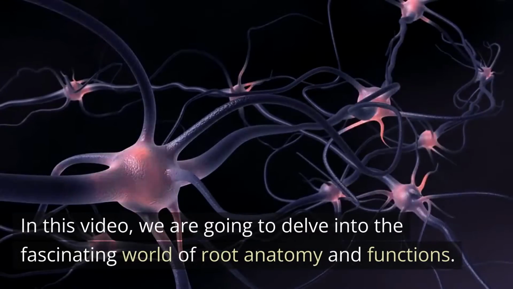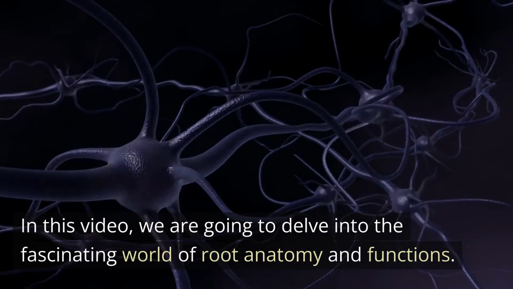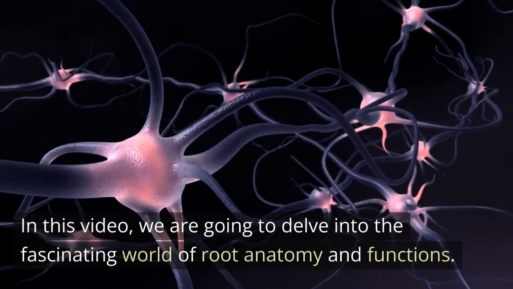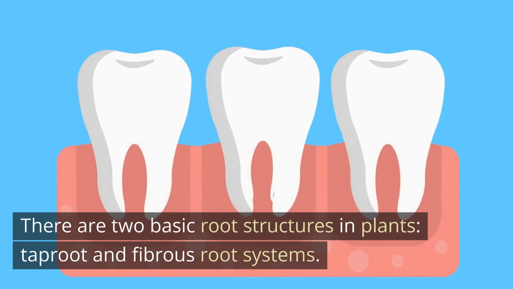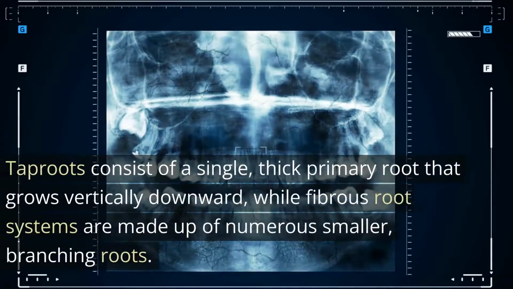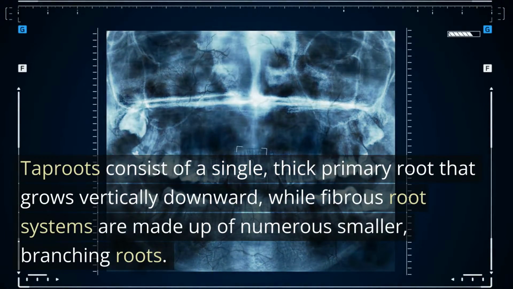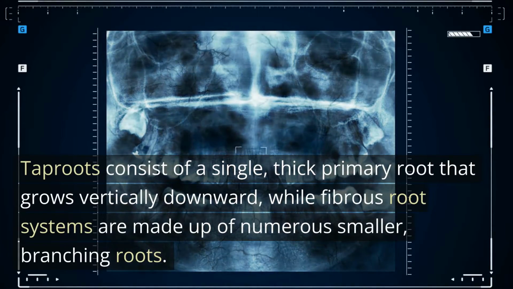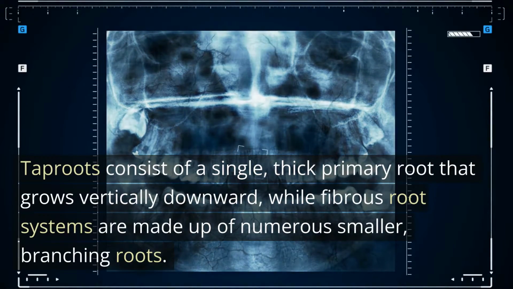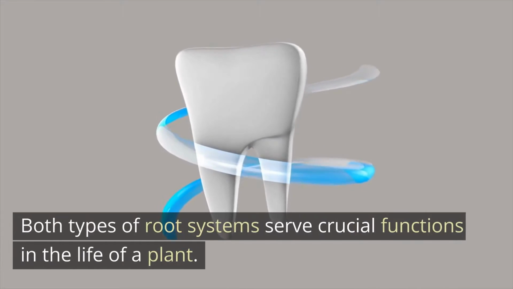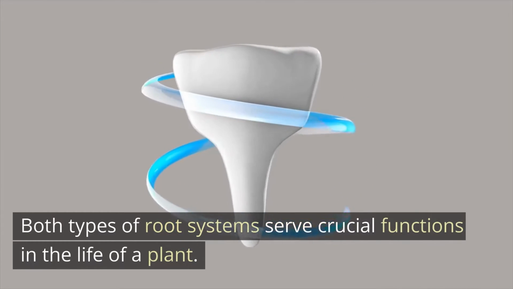In this video, we are going to delve into the fascinating world of root anatomy and functions. There are two basic root structures in plants: taproot and fibrous root systems. Taproots consist of a single, thick primary root that grows vertically downward, while fibrous root systems are made up of numerous smaller, branching roots. Both types of root systems serve crucial functions in the life of a plant.